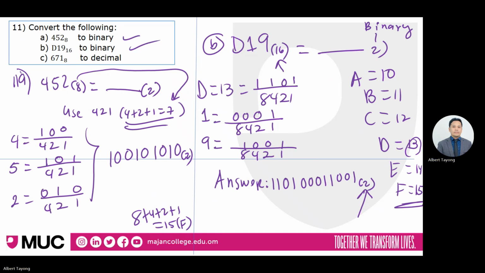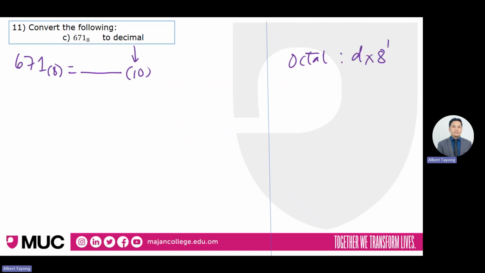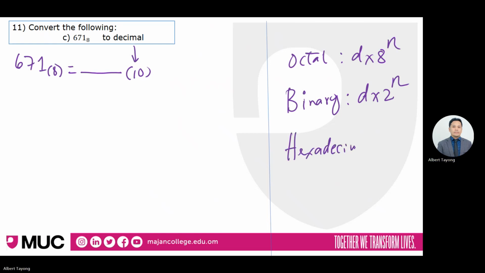All right. So let's proceed to letter C, 671 base 8 to decimal. So we have 671 base 8 going to base 10. That's the meaning of decimal. So please remember that for octal to decimal, we're going to use d times 8 raised to the power of n. Okay, if we have binary to decimal, you're going to have d times 2 to the n. Hexadecimal, we're going to use d times 16 raised to the power of n. So an example of that is D1CE base 16 going to base 10.